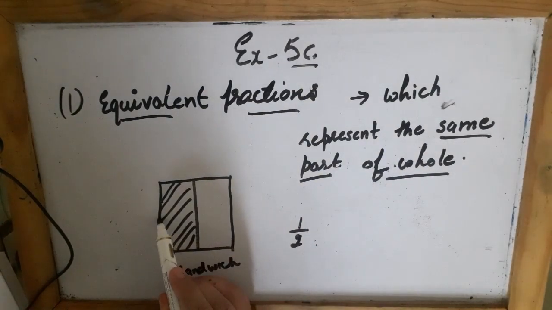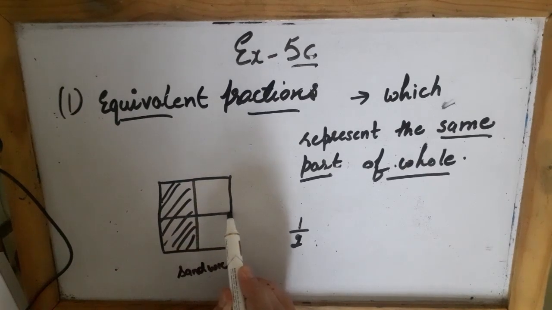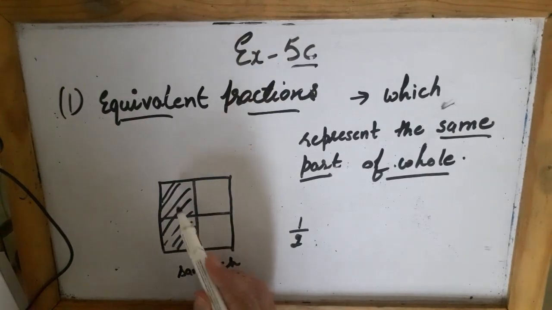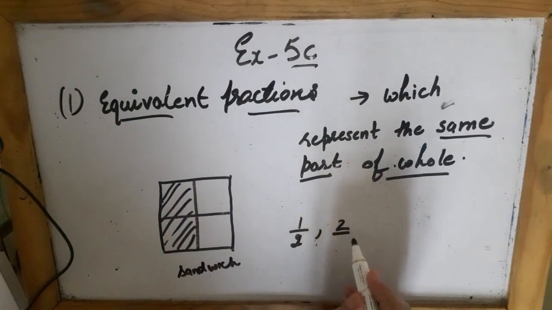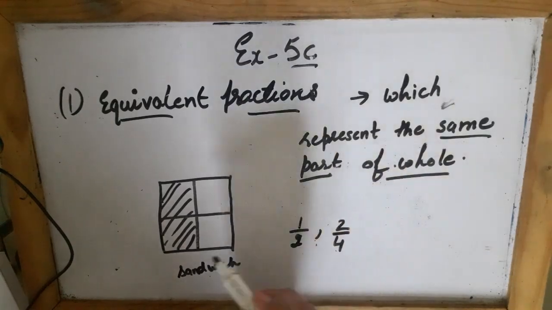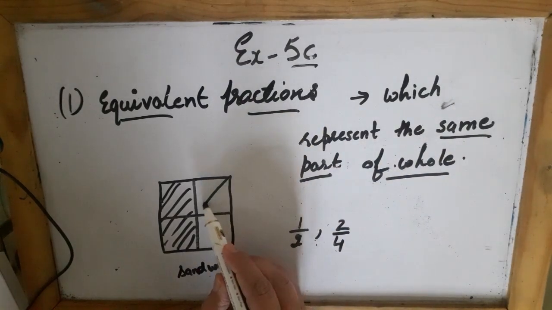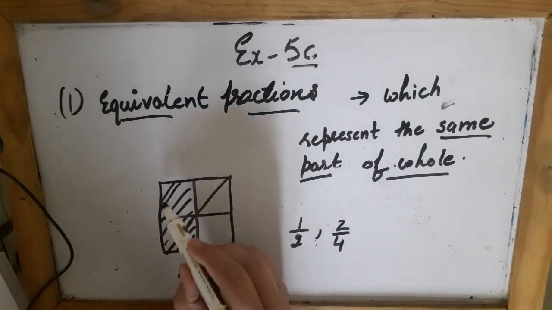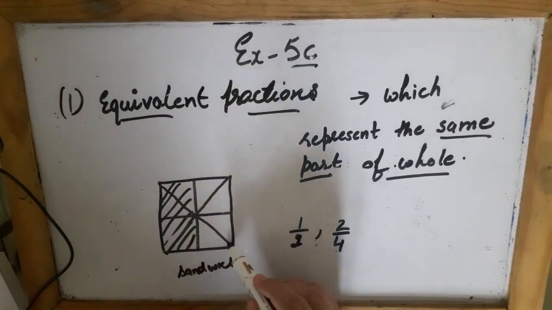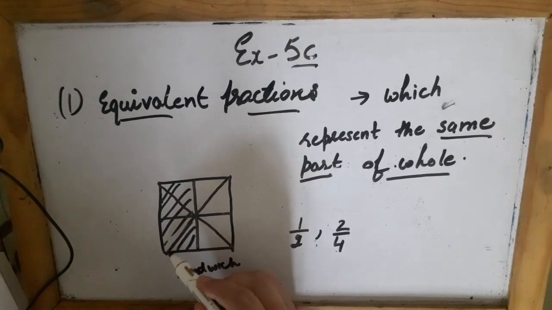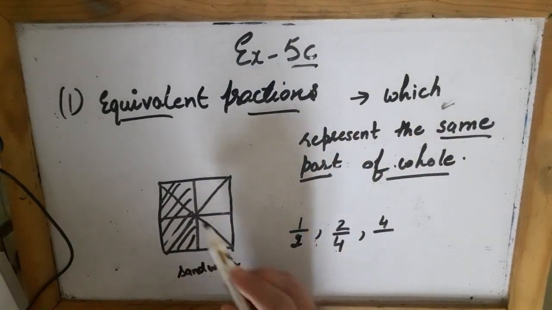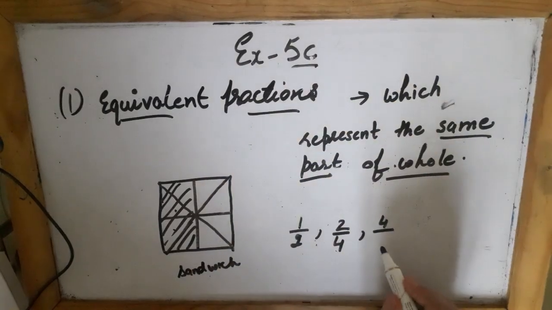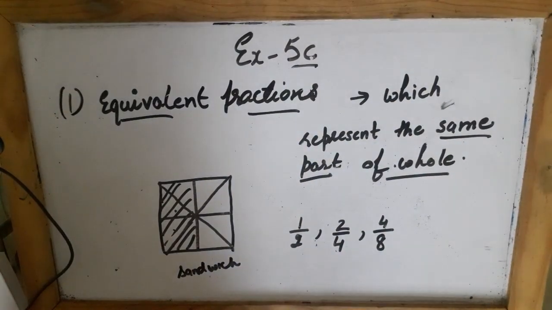Now if I divide this sandwich into four parts and the same part I have eaten, this is the same part which I have eaten. Now how much have I eaten? I have eaten two parts out of total four parts. Now if the same sandwich I divide into 8 parts and the same part I have eaten, how many parts have I eaten? I have eaten 4 parts, so 1, 2, 3, 4 parts out of total 8 parts.